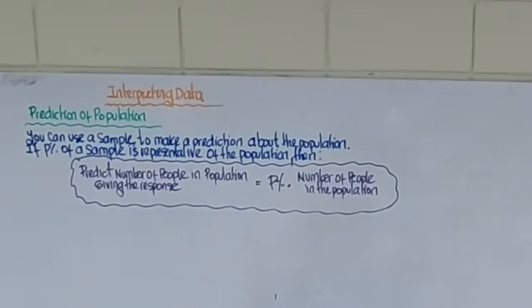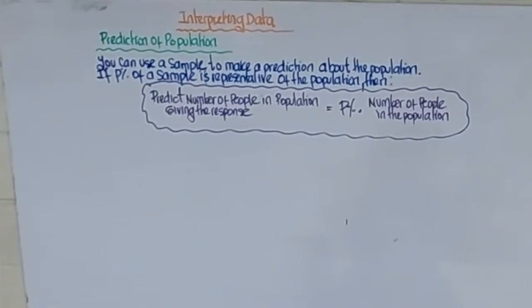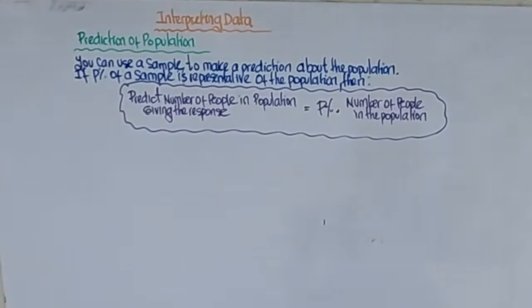Okay, let me give you one. I'm going to copy one single example, and you're going to see this is not a big deal. Predict the number of people in the population, give me the response. Then if P% of the sample is representative of the population, then, okay, let me show you the example.